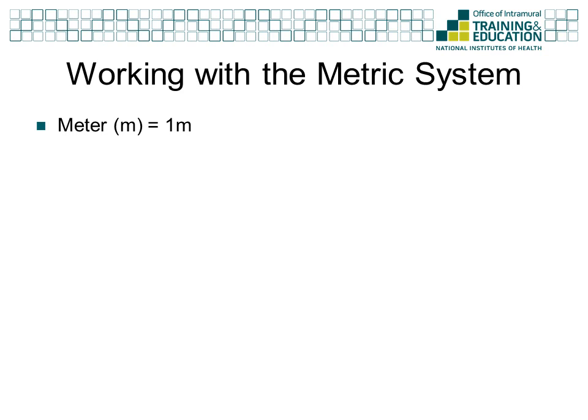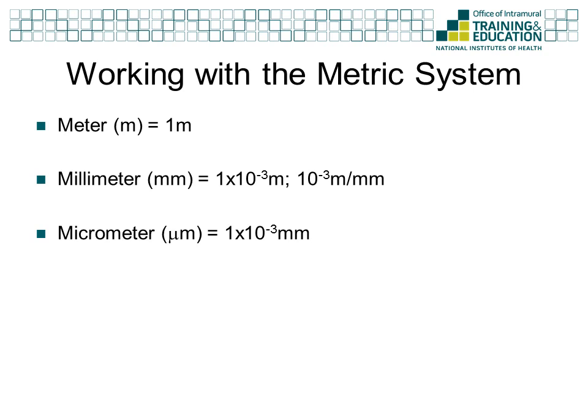We can use the same principles to work into the smaller units as well. We know that 1 millimeter is equal to 1 times 10 to the negative 3rd meters, or that there are 10 to the negative 3rd meters per millimeter. We also know that a micrometer is equal to 1 times 10 to the negative 3rd millimeters, or that there are 10 to the negative 3rd millimeters per micrometer. Based on what we learned in the last slide, can you then determine how many meters there are in a micrometer?